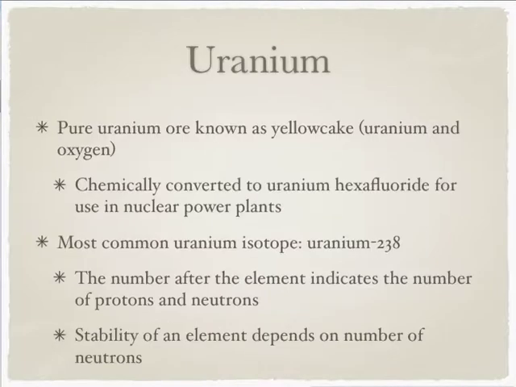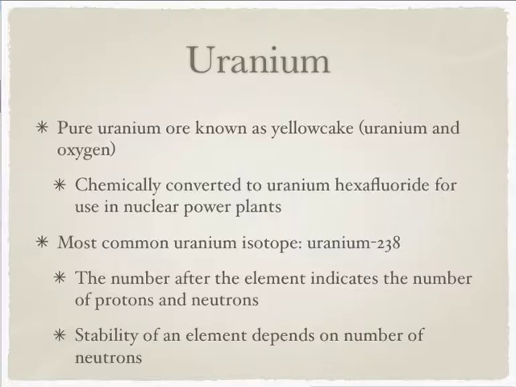Uranium fuel is used in most nuclear power plants. Pure uranium is known as yellow cake. When this is mined out of the ground, it's a mixture of uranium and oxygen. This is then chemically converted to uranium hexafluoride before it can be used in the power plants.